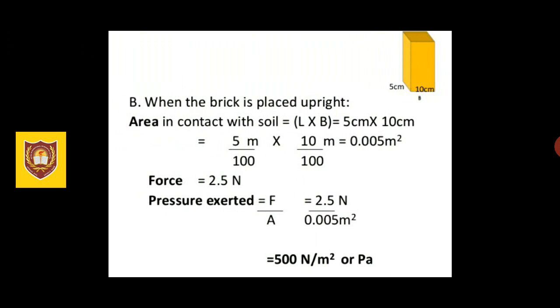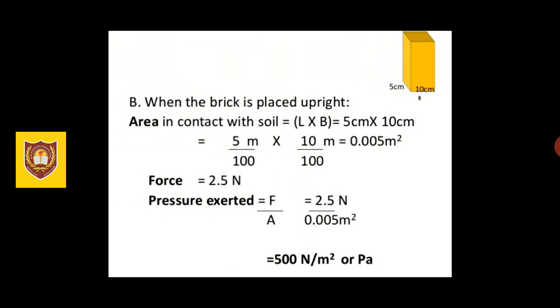Let's see the B part. When the brick is placed upright, in that case the 10 centimeter breadth and 5 centimeter height area is in contact with the soil. So area in contact with the soil is equals to length into breadth, that is equals to 5 centimeter into 10 centimeter. As I have already told you, you have to convert centimeter into meters. So 5 by 100 meter into 10 by 100 meter, the answer for the area will be 0.05 meter square.